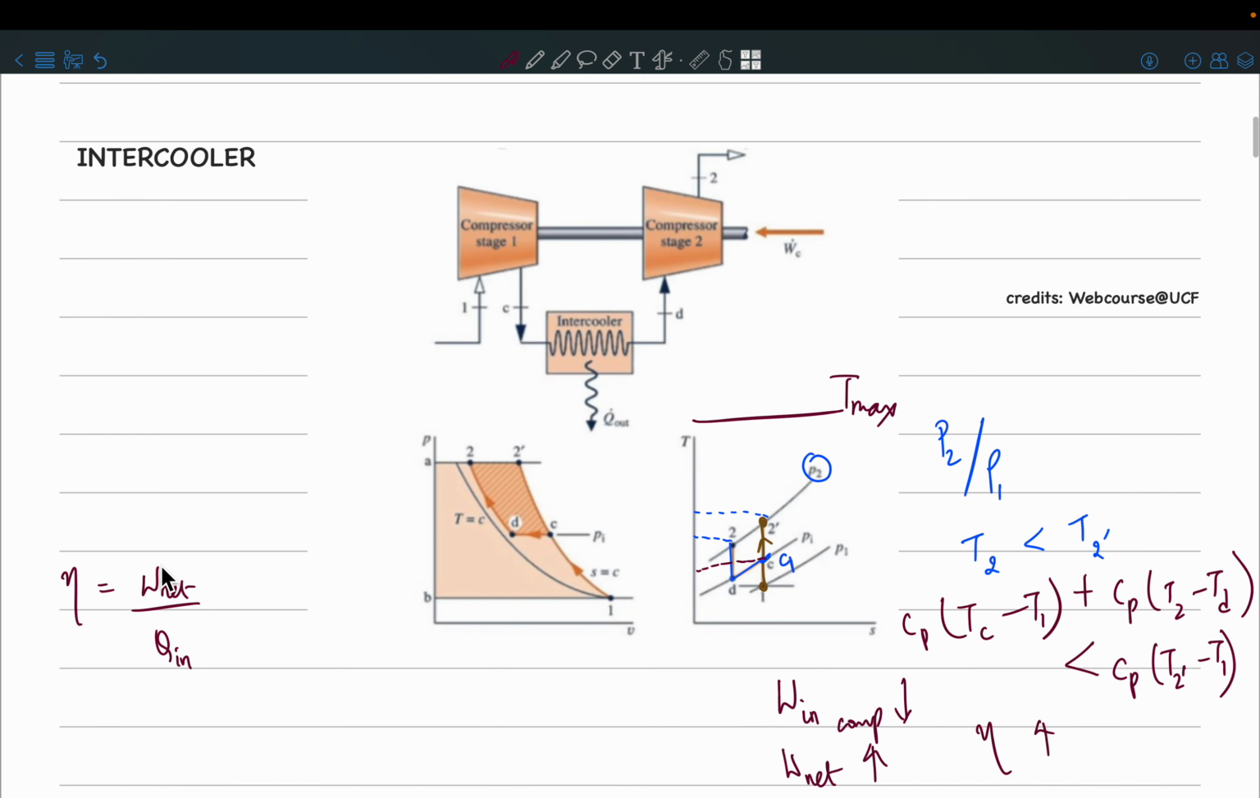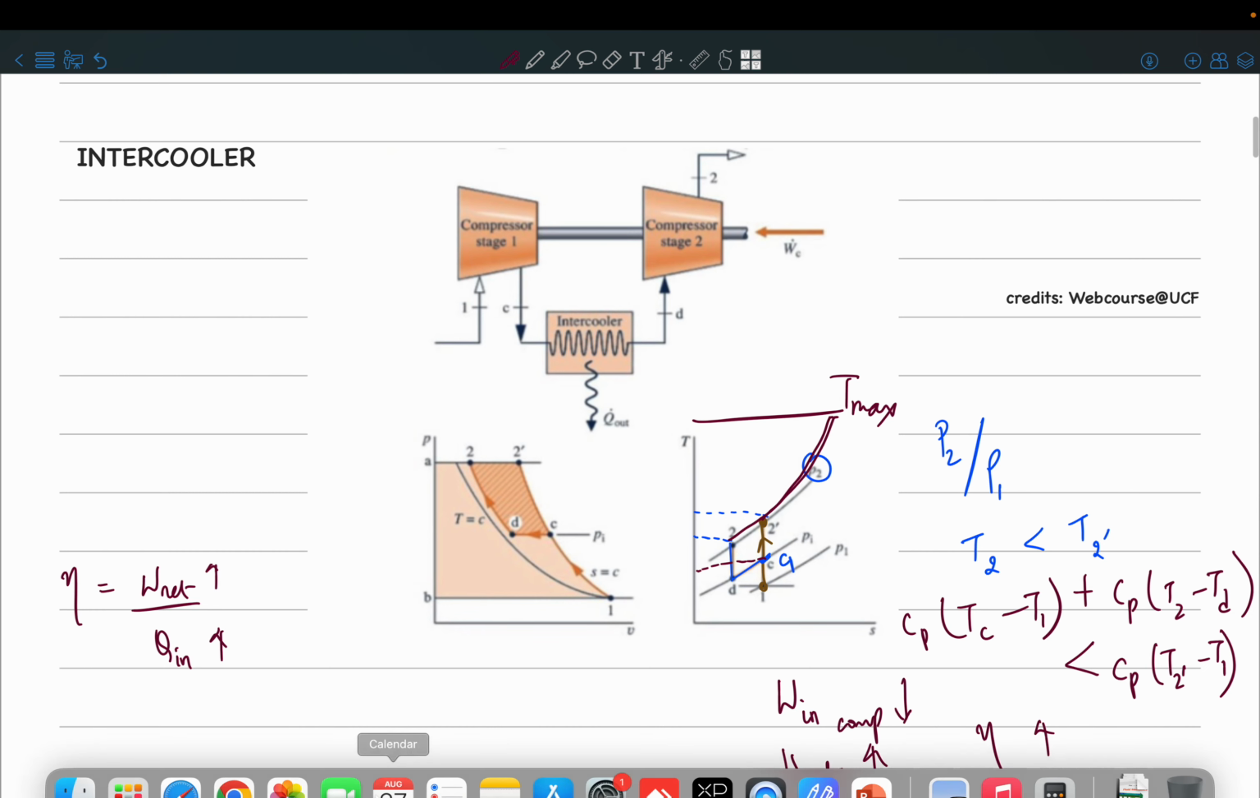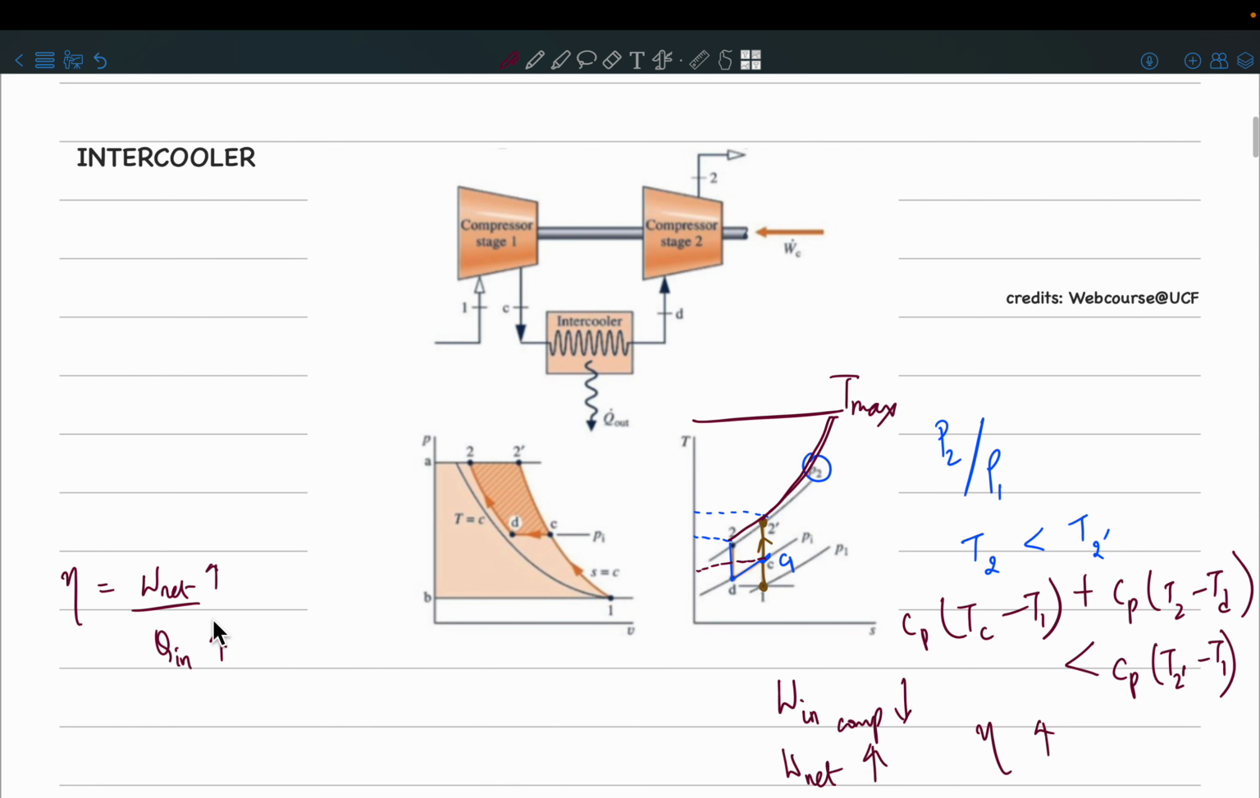No, but then how will it increase? Because if the network is increasing, Qn is not going to remain the same. Qn is going to increase, because that's what I'm saying. In the ideal situation without the intercooler, you have to start from T2 prime and go to this T max, right? But now you have to start from a lower temperature and go to the same T max. So don't you have to add extra heat? So your Qn is also going to increase and network is also going to increase. And like she said, intercooler will also come at some cost. So you can't say that the efficiency has increased.